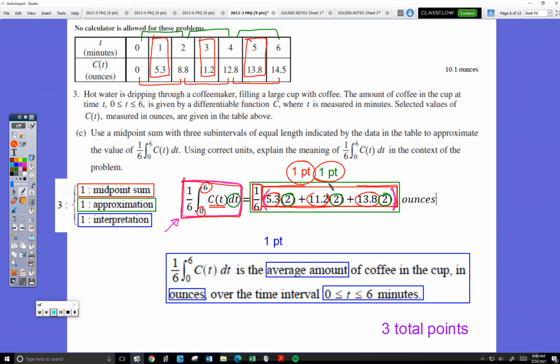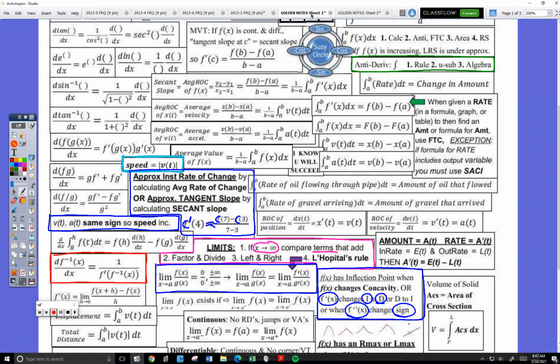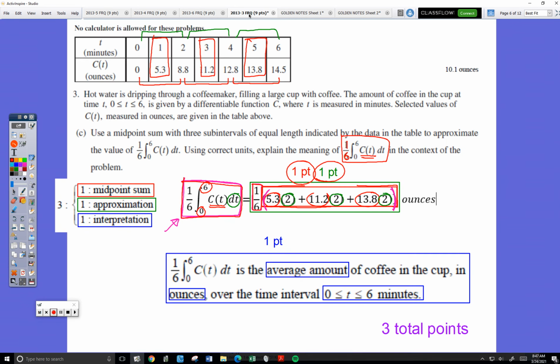Okay, next thing, using correct units, explain the meaning of this. Well, we are integrating C, but then we're dividing by the width of the interval. That's how we find the average value of something. Go to the notes right here. The average value of anything, that's how we find it. So all we've got to write down now is this integral is the average value of C, it's the average amount of coffee in the cup.